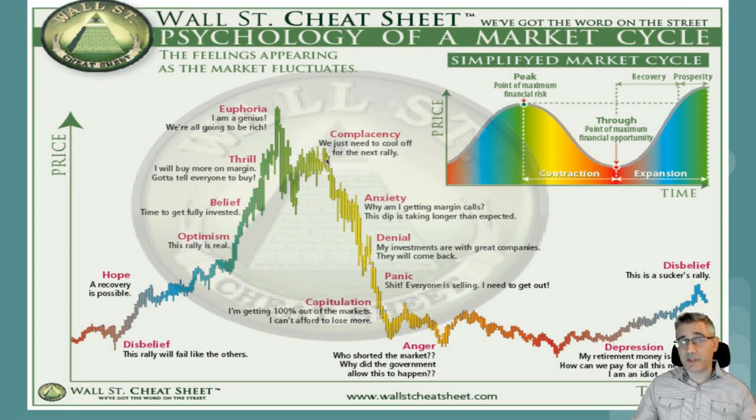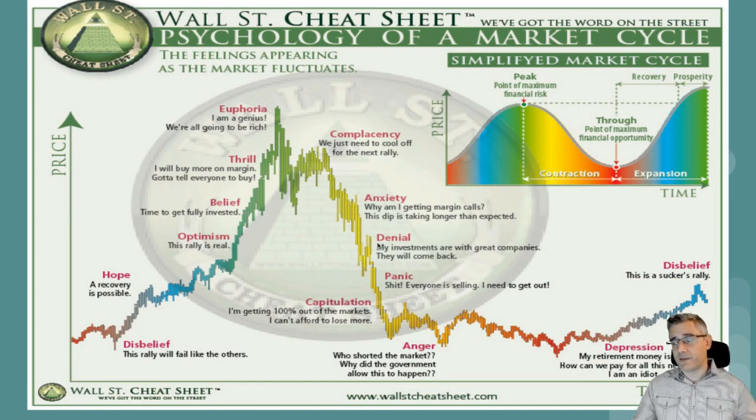That leads to complacency because people look at that as, oh, it was going to go down, but it didn't. So there must be more to go higher. So that leads to complacency. People think it's just going to continue to rally. And when it doesn't, the anxiety sets in. And then denial when it bounces, because people say, oh, there's no way it can go any further.